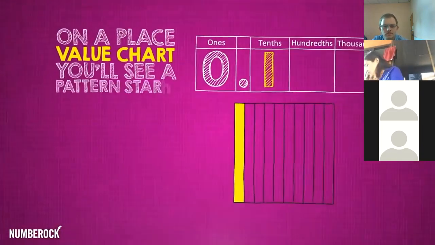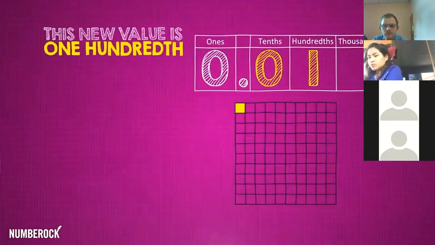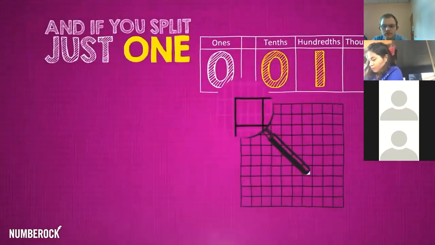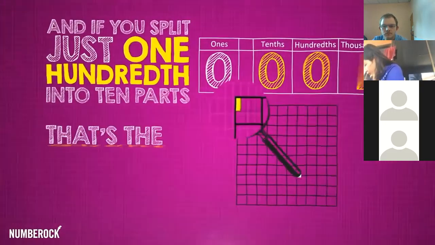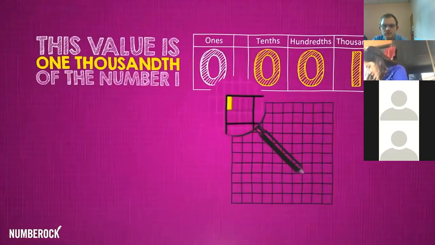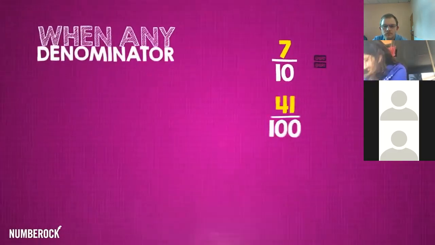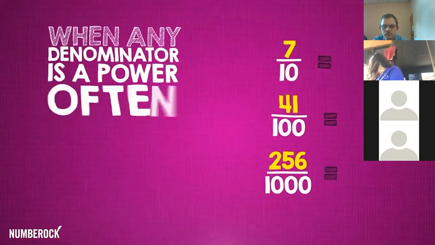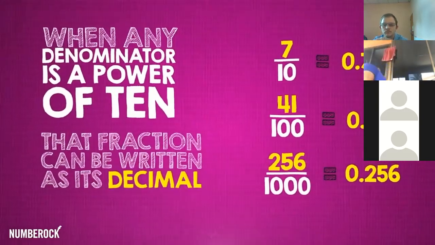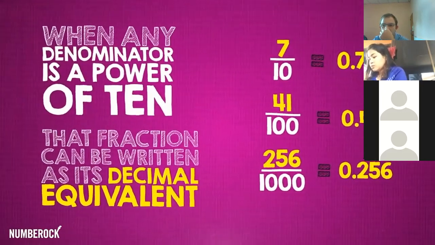On a place value chart, you'll see a pattern starts. If you split 1/10 into 10 equal parts, this new value is 100th, and in every case, 100 hundredths equals 1 whole in the ones place. And if you split just 100th into 10 parts, that's the next place on the place value chart. This value is 1,000th of the number 1. Like every decimal, it's a special fraction. When any denominator is a power of 10, that fraction can be written as its decimal equivalent.